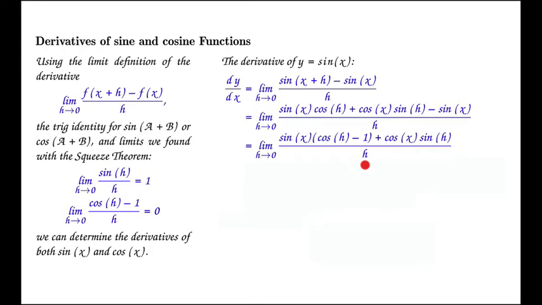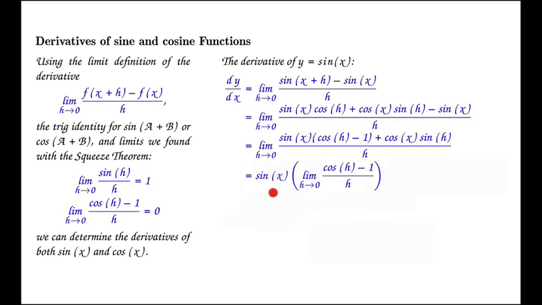Now, if we have a fraction here where the numerator has a plus sign, we can divide that into two separate fractions, both over the same denominator. So we can take this sine of x times cosine h minus 1 and divide it by h, and then separately add cosine of x times sine of h all over h. We're going to do that in order to take our limit. And we'll use the property that the limit of a sum is the sum of the limits.